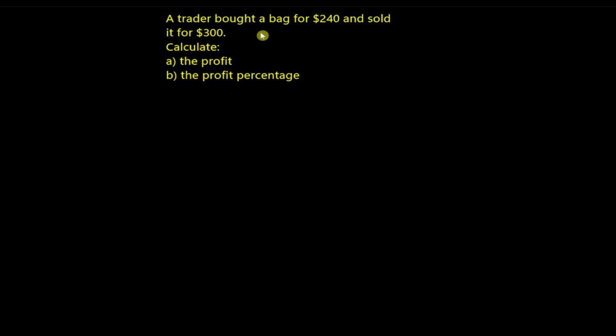A trader bought a bag for $240 and sold it for $300. Now, this 240 is how much the trader bought it for. So it's the cost price. And then after the trader has bought the bag for 240, the trader later sold it for $300. Now this becomes the selling price and this is the cost price.